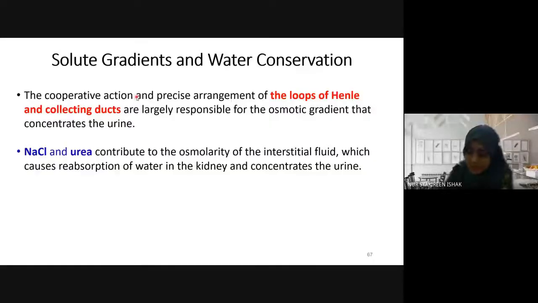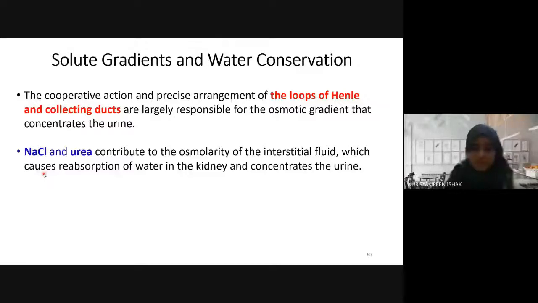The presence of sodium chloride and also urea. So these are the important components that play the role in producing concentrated urine and maintaining a balanced body fluid concentration. Okay, so these two solutes, sodium chloride and also urea, contribute to the osmolarity of the interstitial fluid, which causes reabsorption of water in the kidney and concentrates the urine.